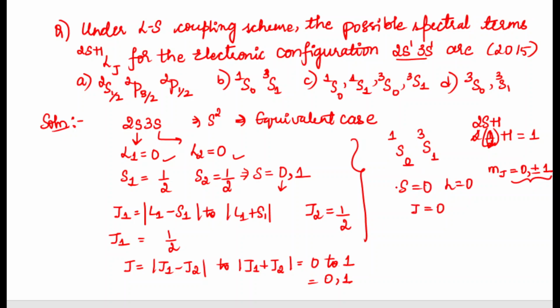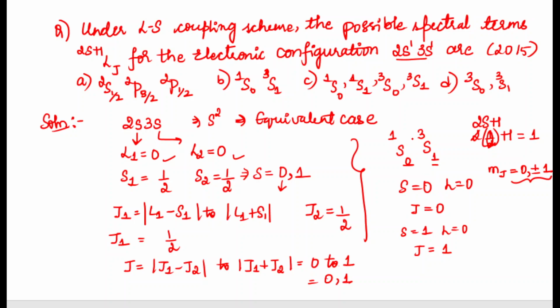That's why I have written here. Now, if S is equal to 1 and L is equal to 0, what is the value of J? J is equal to 1, that is L minus S to L plus 1. That is why I have written here 1. Okay, now it is clear to you people.